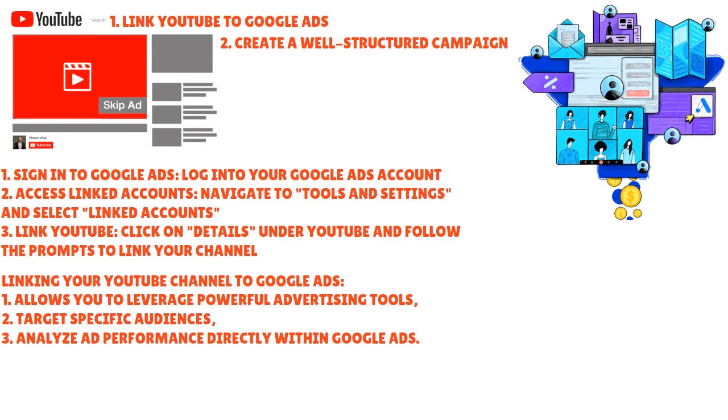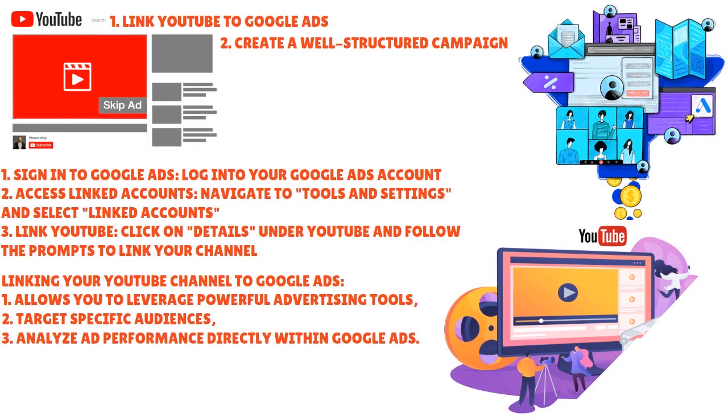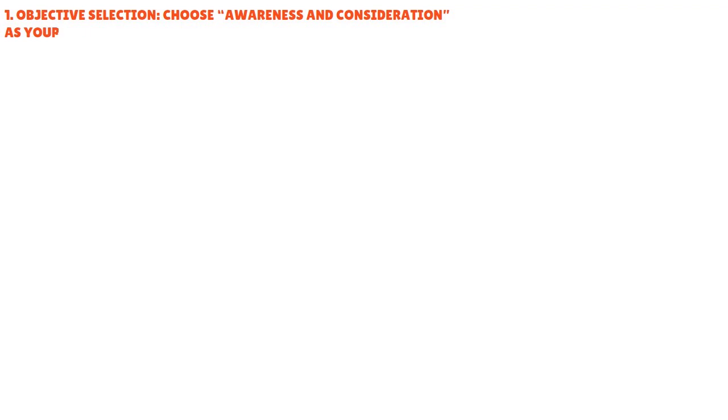Let me explain a little bit. So if you want to maximize the effectiveness of your YouTube advertising efforts, you really got to go back to YouTube Advertising 101. And 101 starts with creating a well-structured campaign. So when I say a well-structured campaign, I'm speaking about objective, goal, campaign subtype, okay? But let me explain. So you want to select the objective. You want to choose awareness and consideration as your campaign objective. That's going to help you create right off the bat a well-structured campaign.